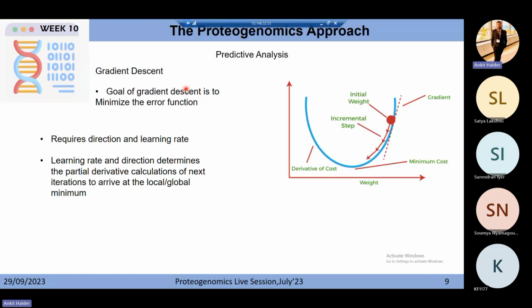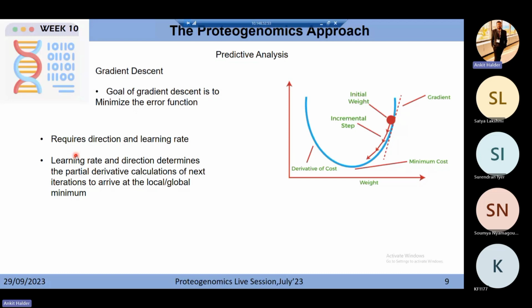So it requires both direction and the learning rate. You can understand that it requires both your direction as well as your learning rate. The learning rate and the direction determine the partial derivative calculations of the next iterations, to arrive at the local or the global minimum.